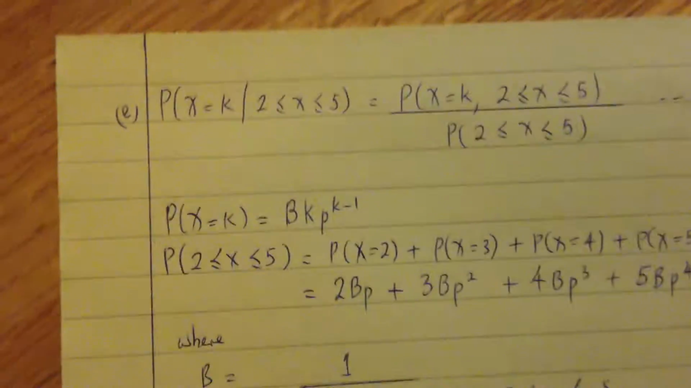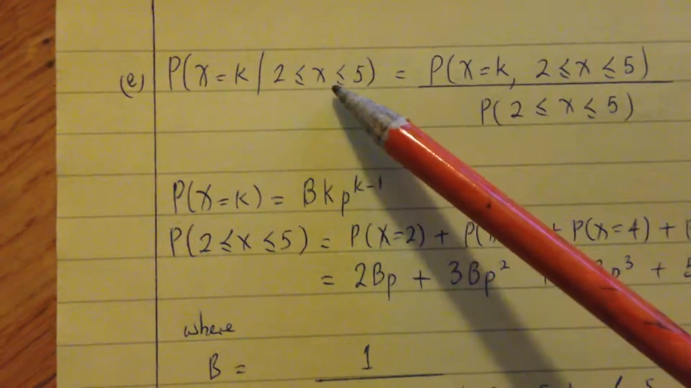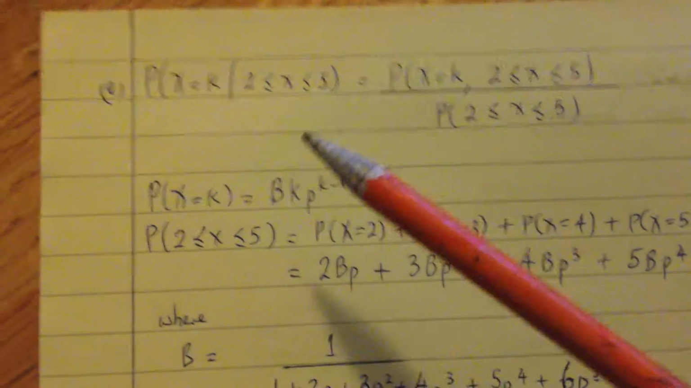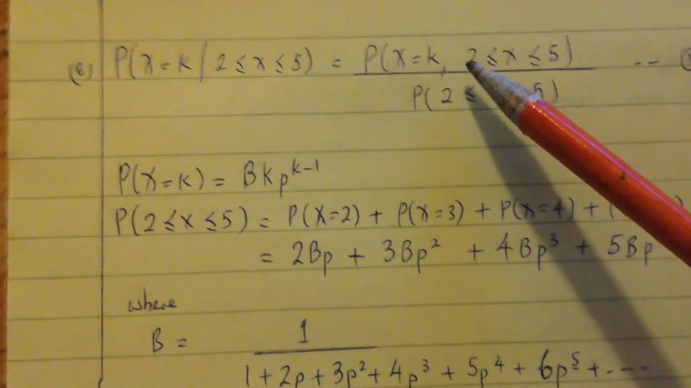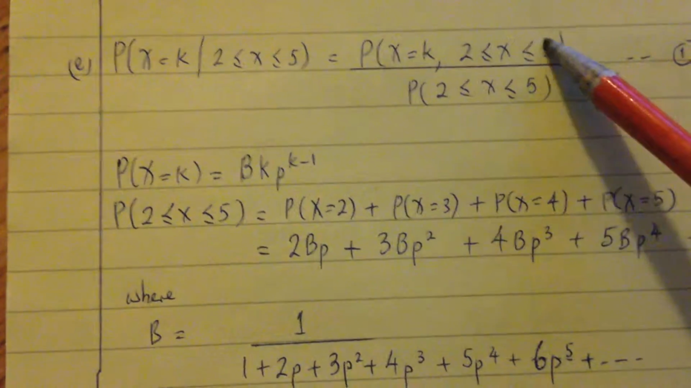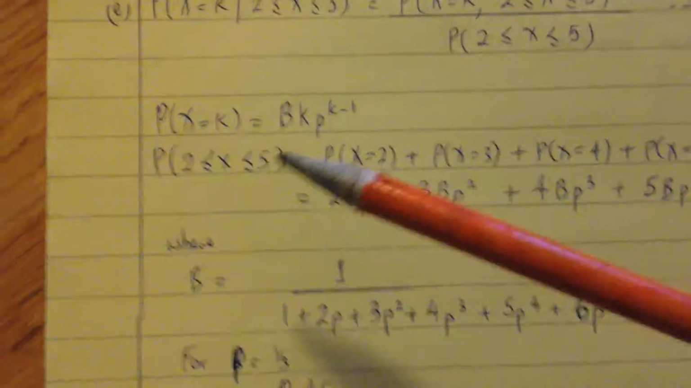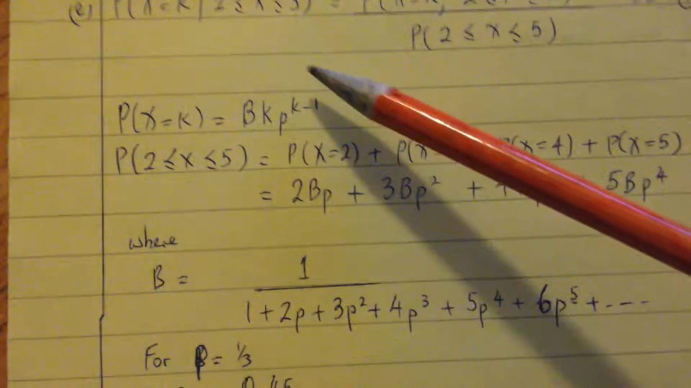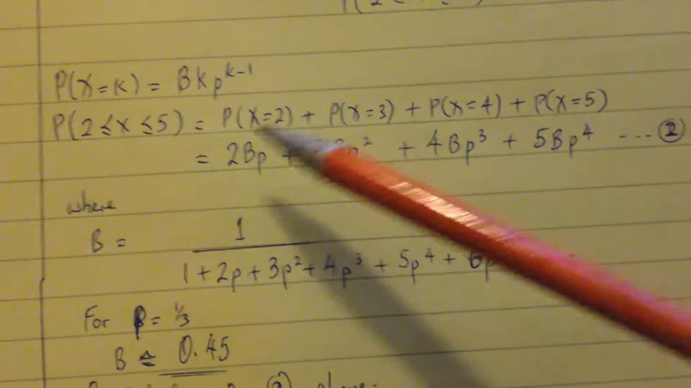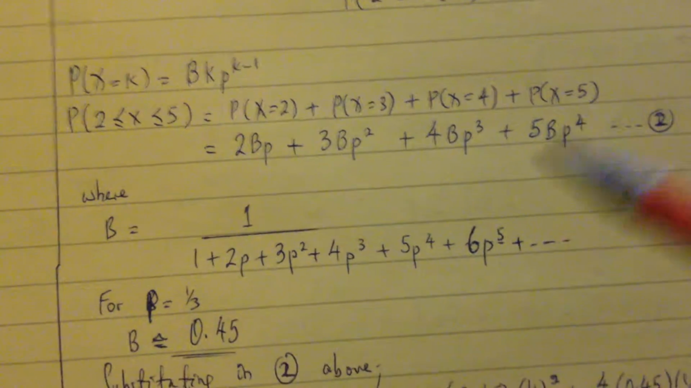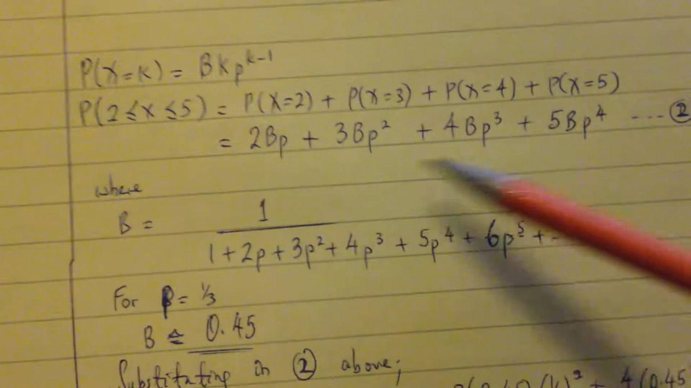For the next part, we are asked to find the probability that x is equal to k, given that x is between 2 and 5. By definition, this therefore becomes the probability that x is equal to k and x is between 2 and 5 divided by the probability that x is between 2 and 5. From before, we know the probability that x is equal to k is given by this expression, and the probability that x is between 2 and 5 is this. We simply substitute into this formula for the different values of k, giving us this.